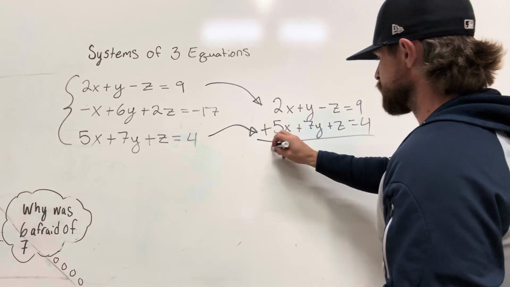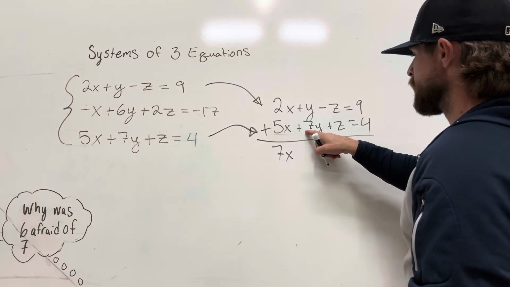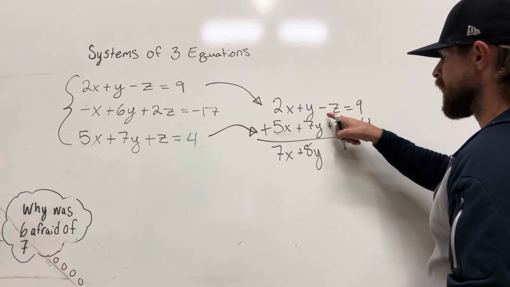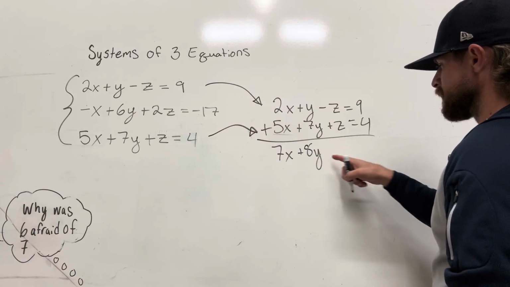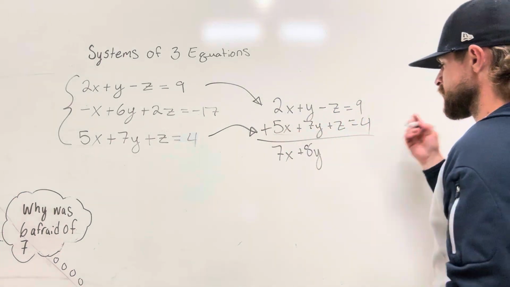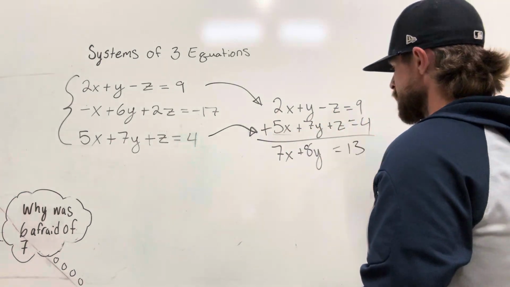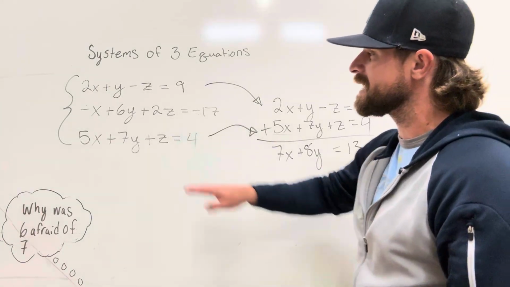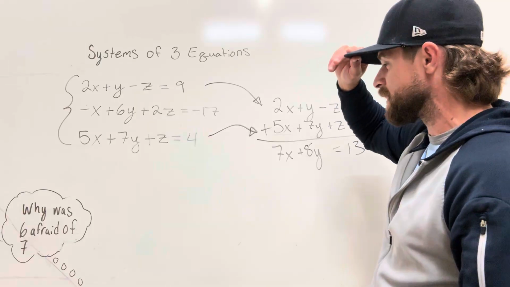2x plus 5x gives me 7x. A y and a 7y is going to give me a total of 8y. And then we got opposites here, so those are going to cancel out, leaving me with no term of z. And 9 plus 4 is going to give me 13. So now I have this equation. I'm going to use that equation in just a second.